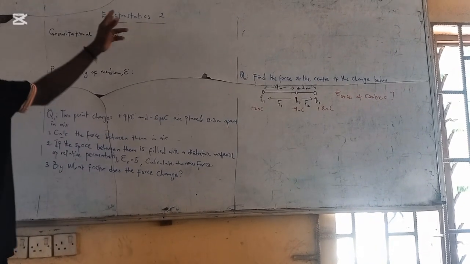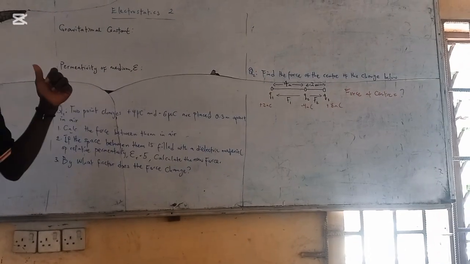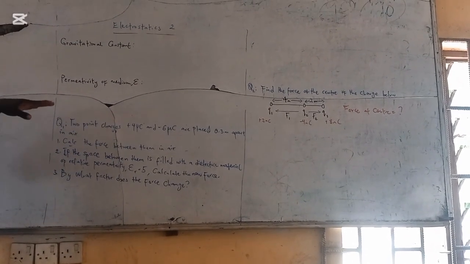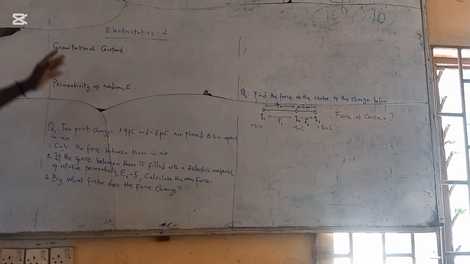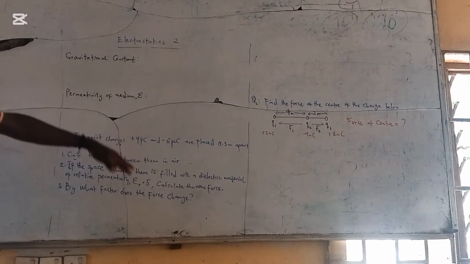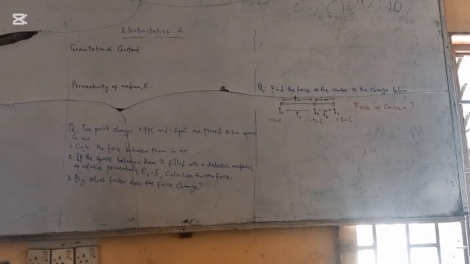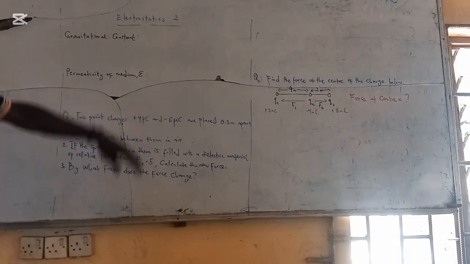This is the second session of electrostatics. In the last video, we dealt with the beginning concepts of electrostatics, and this is the second part. Now we're going to be dealing with the field concept and going into calculations. So now, we're starting with the electrostatic constant.